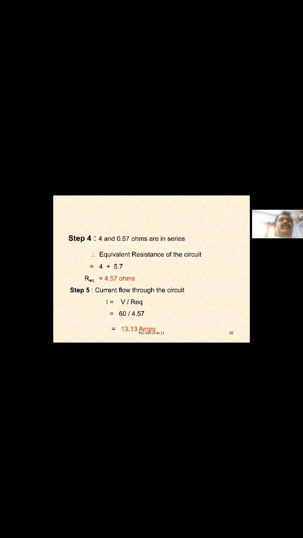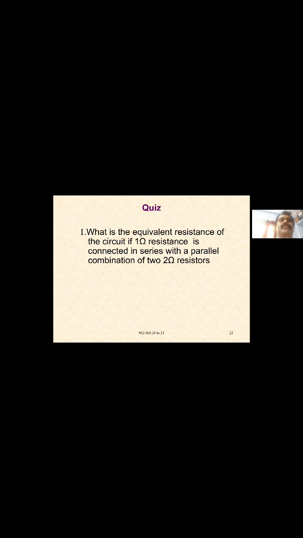So we have solved problems on how to calculate equivalent resistance and total current in the series and parallel combination circuits. What is the equivalent resistance of the circuit? A 1 ohm resistance is connected in series with the parallel combination of 2 ohms, 4 ohms and 1 ohm.